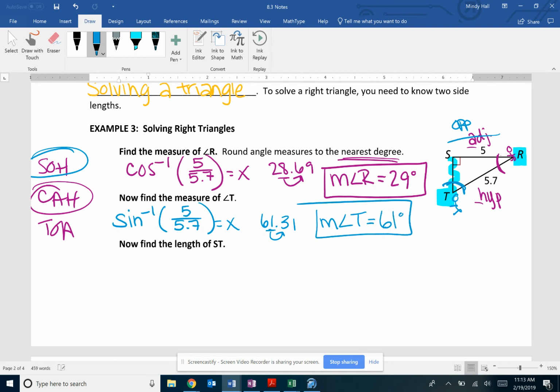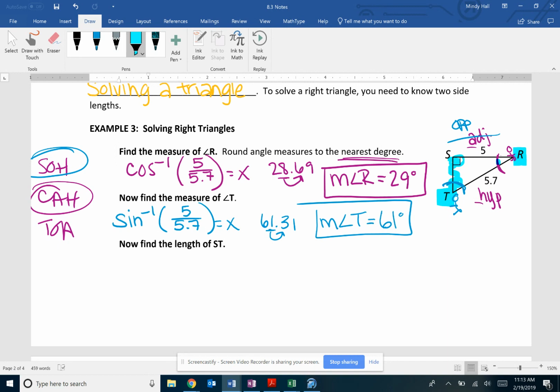And these two numbers here should add up to 90. And 61 plus 29 is indeed 90. And then if you think about it, those two angles here and here plus my other 90 would give me 180. So the triangle angle sum postulate still works here.